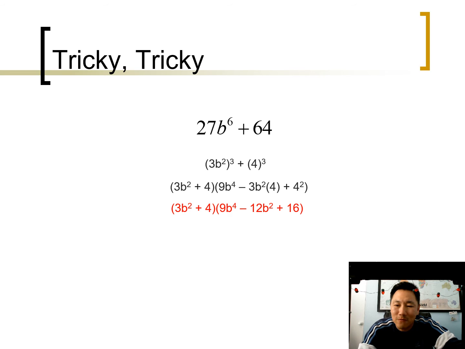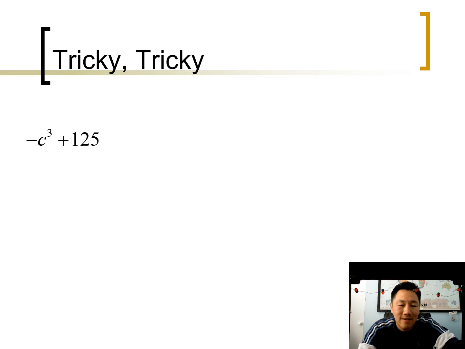Let's do one more example for the day. Oh, just kidding, there's 2 more examples. Negative c cubed plus 125. So that negative in the front makes things a little bit tricky. So to avoid it, we can just pull that negative out. So pull the negative out in the front, it becomes c cubed minus 125. 125 is just 5 times 5 times 5. And there it is. Don't forget that that negative is still there, but now there's the rest of the formula.